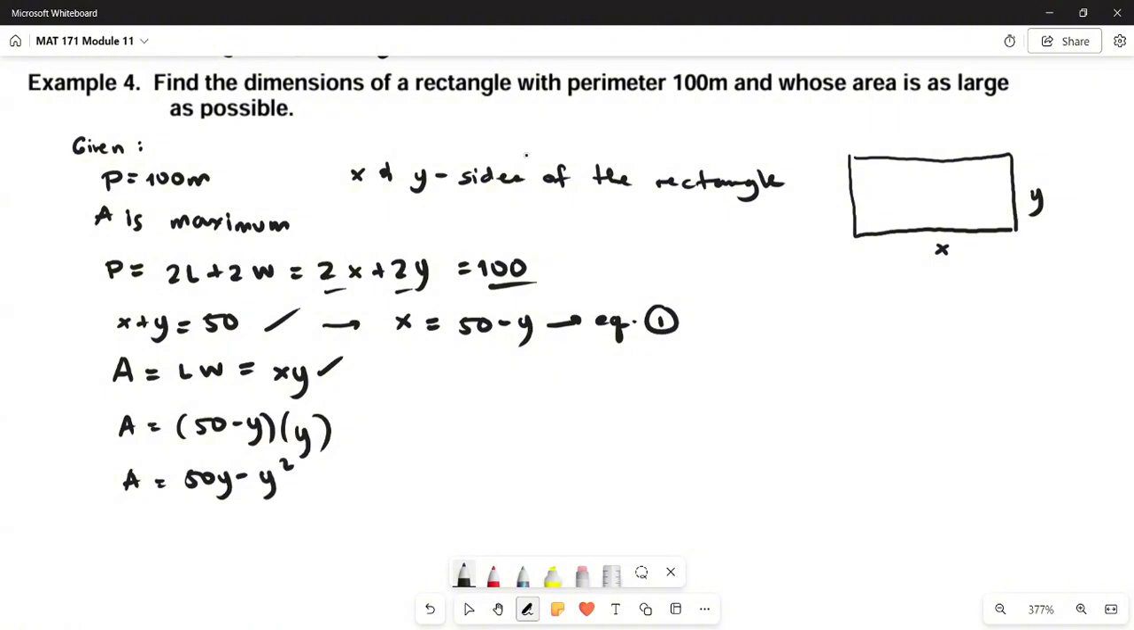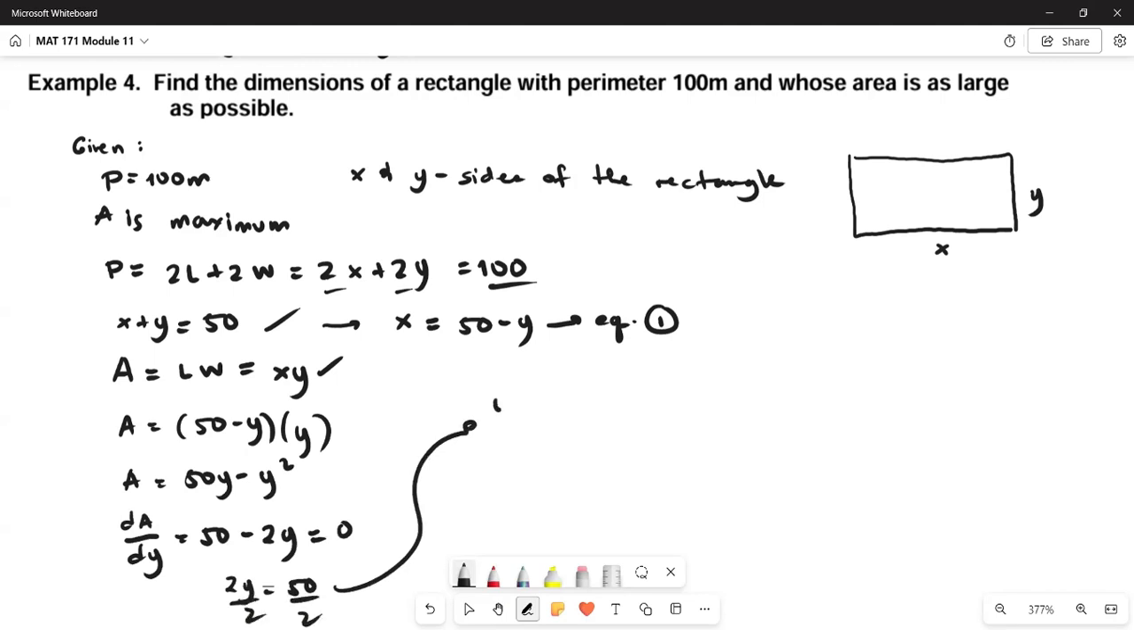Now, let's proceed to our differentiation. We have dA in terms of y is equal to derivative of 50y is just 50 minus 2y. Since maximum and minimum, ang kino-consider natin dito, i-equate natin siya sa 0 dahil nasa maximum or minimum point. So, transpose yung isang value sa kabilang side na equation, we will have 2y is equal to 50. So, divide both sides by 2.